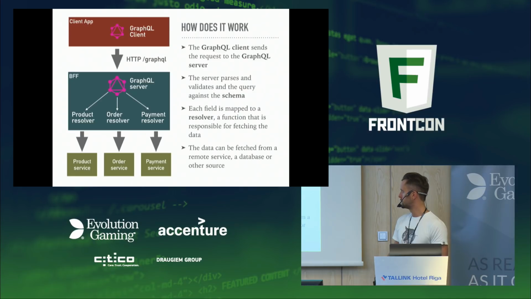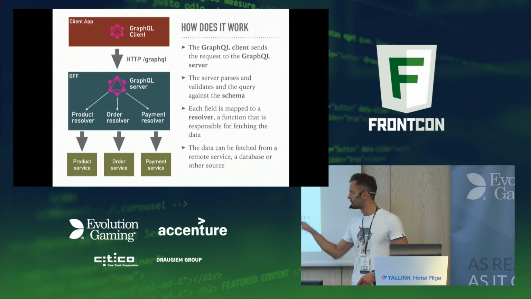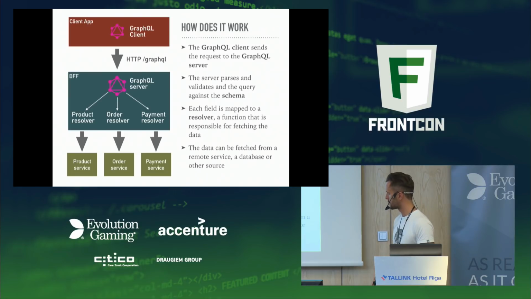This gives you the ability to keep your API very flexible and at the same time make it completely transparent to the client. The client doesn't really care where the information comes from. He just knows the definition of the API, what it can do, and what he can request. And in our case, we could have 3 resolvers: a product resolver, an order resolver, and a payment resolver, each of them communicating to their own downstream service.